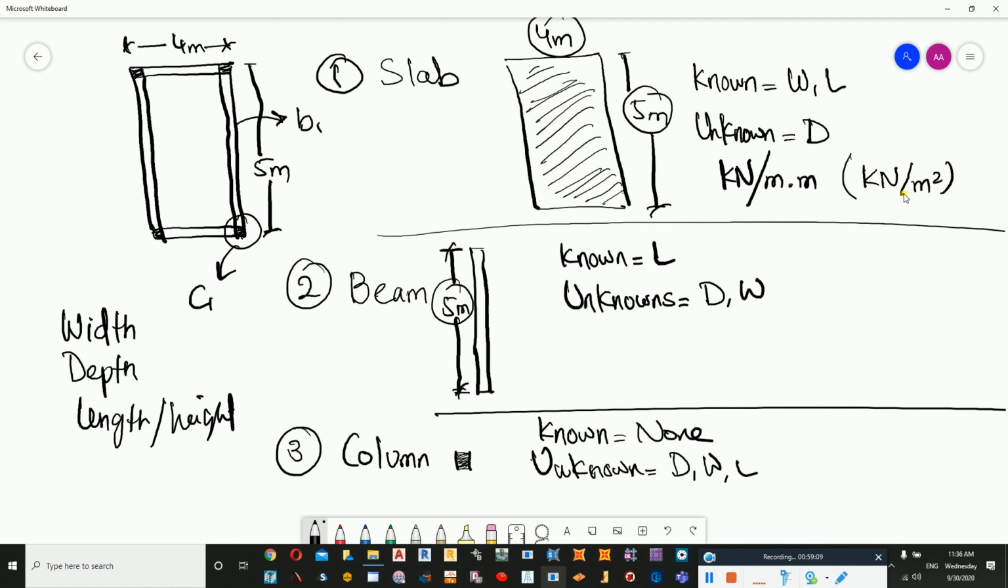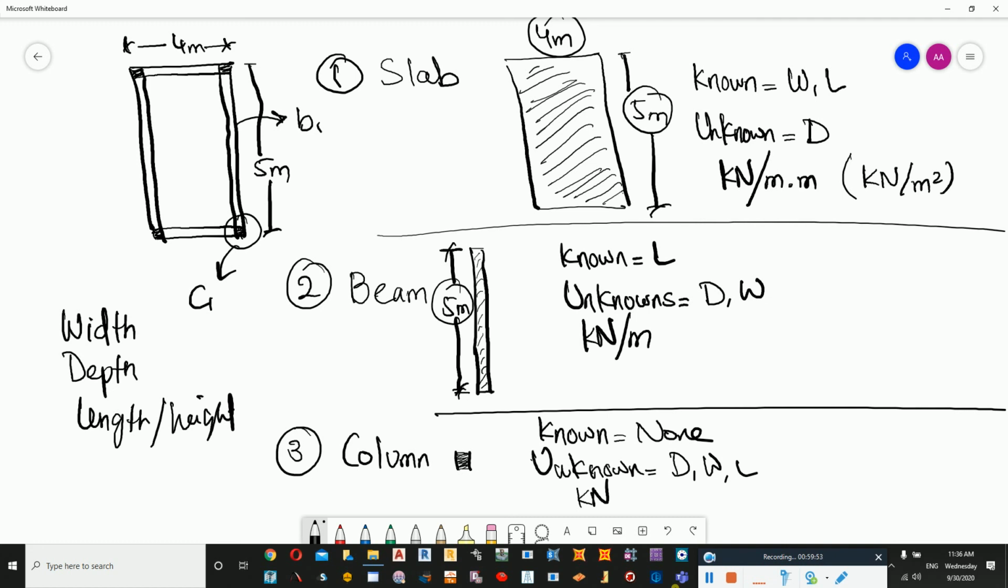Now when it comes to the beam, once again, the unit of loading is kilonewton. But here, I have only one dimension which is known, so it's going to be meter. That's why always when it comes to a beam, the unit of loading is going to be kilonewton per meter, because we don't have another dimension except for the length. The same thing for the column. The unit of loading is kilonewton, but we cannot divide it by anything because we don't have anything which is known for us till now.